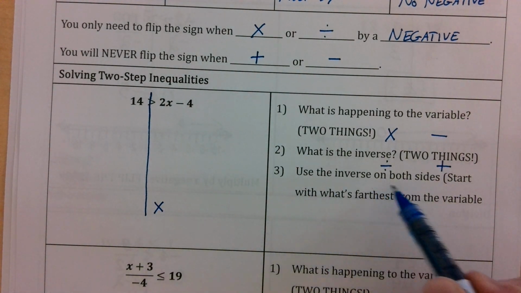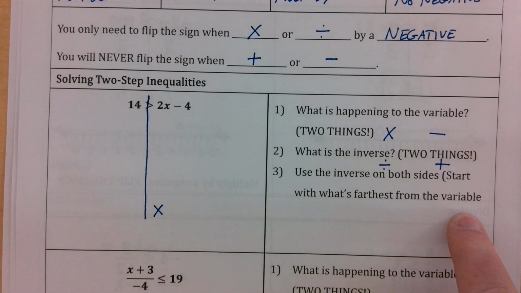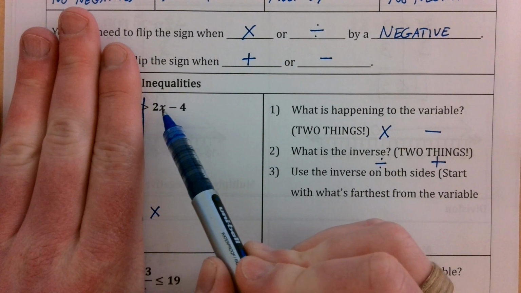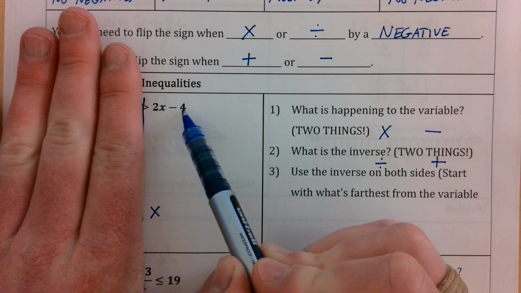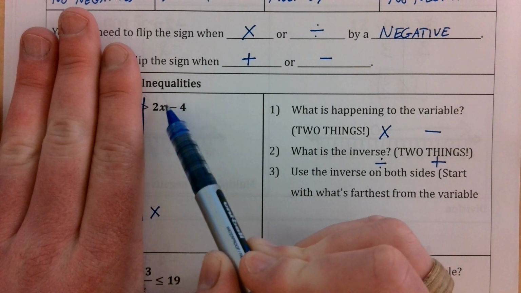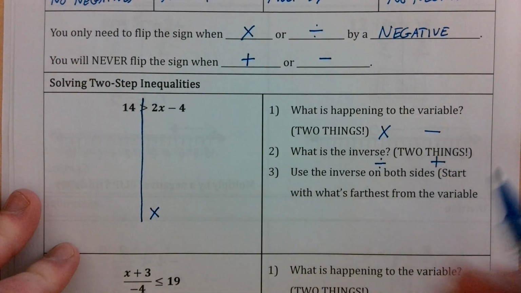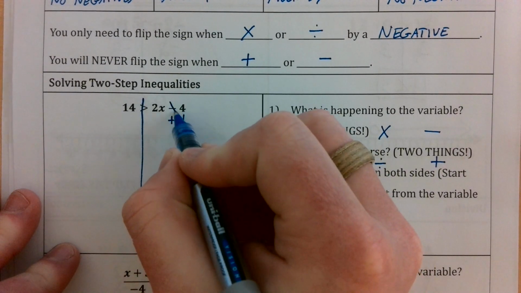Now we're going to use those on both sides, and we're going to start with what's furthest away from the variable. So if I ignore this side, here's my variable. 2 is right next to it. That's snuggled up real close. 4 is pretty far away, so that's what I'm going to get rid of first. So I'm going to undo minus 4. We undo subtraction with addition, so I'm going to add 4, which cancels it out.